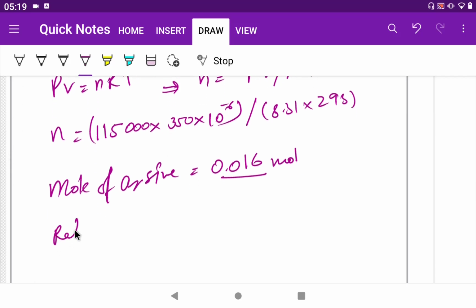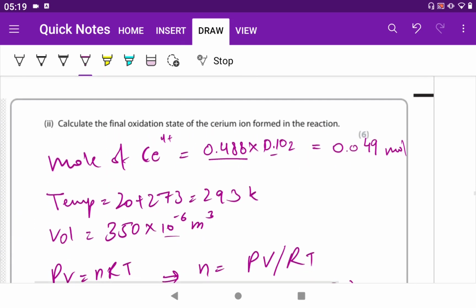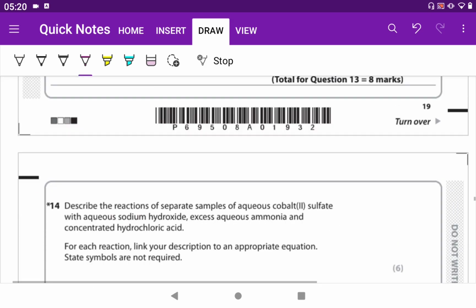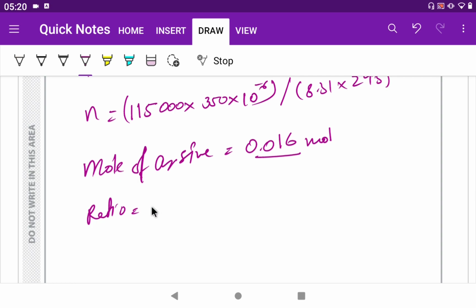Ratio is what? 0.049 divided by 0.049 divided by this. So it is almost 3:1. Okay, so the final oxidation state is cesium plus 3.